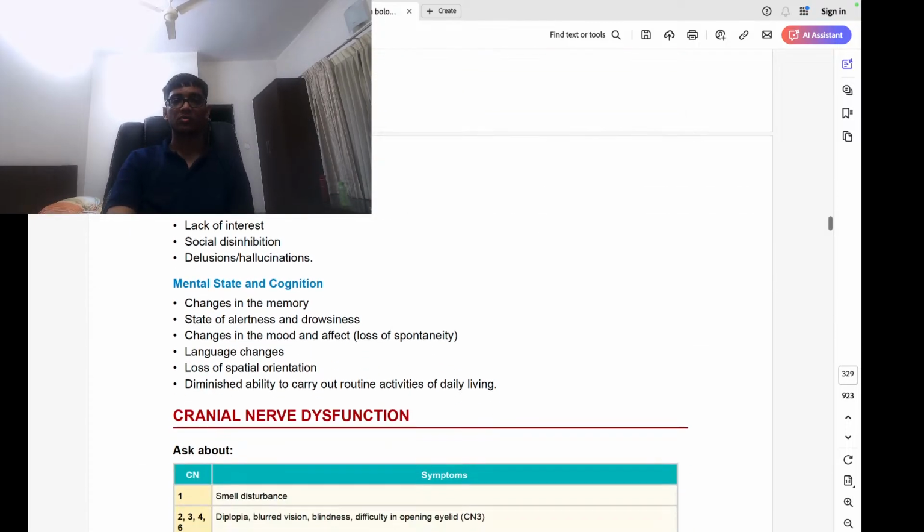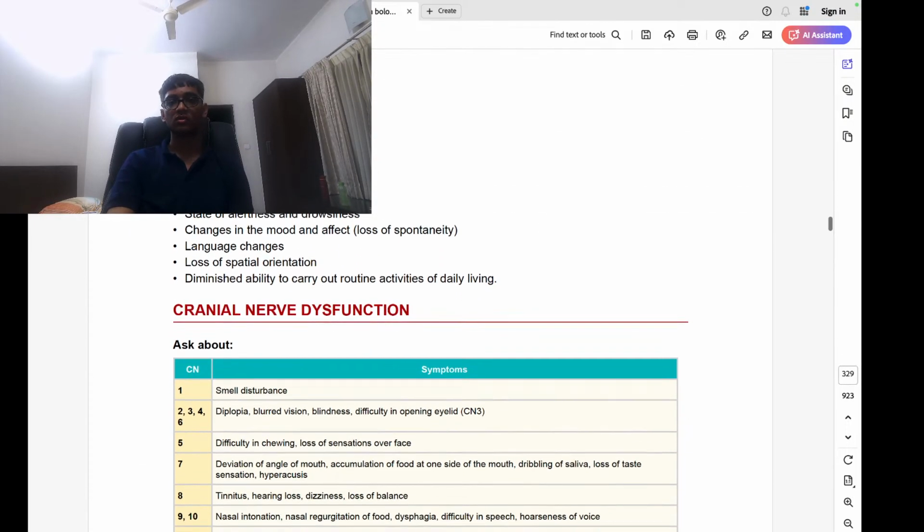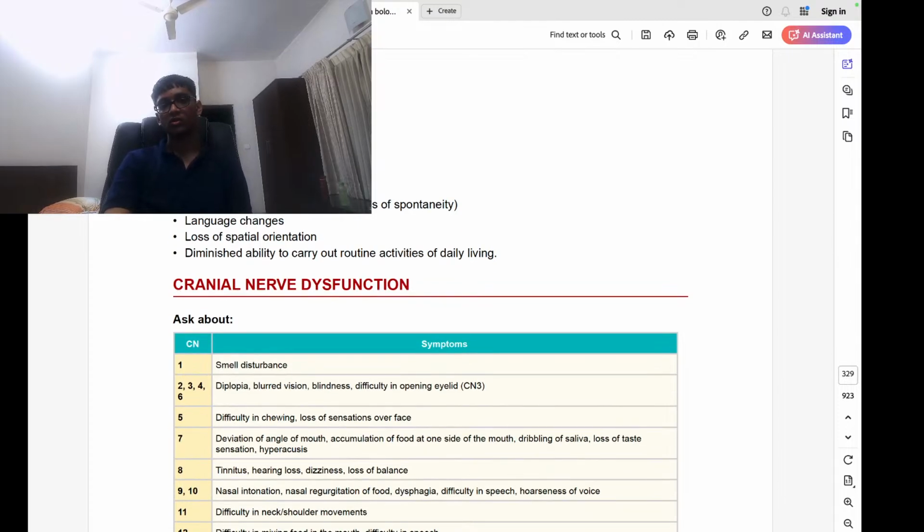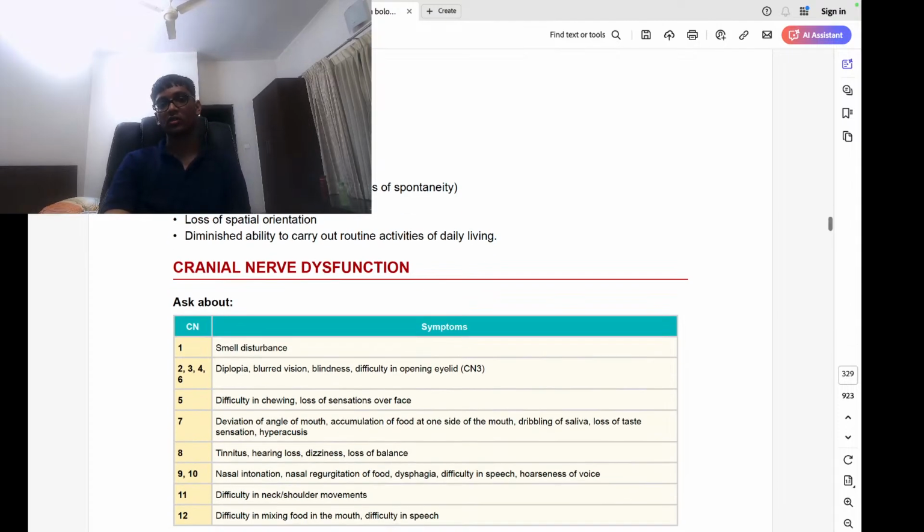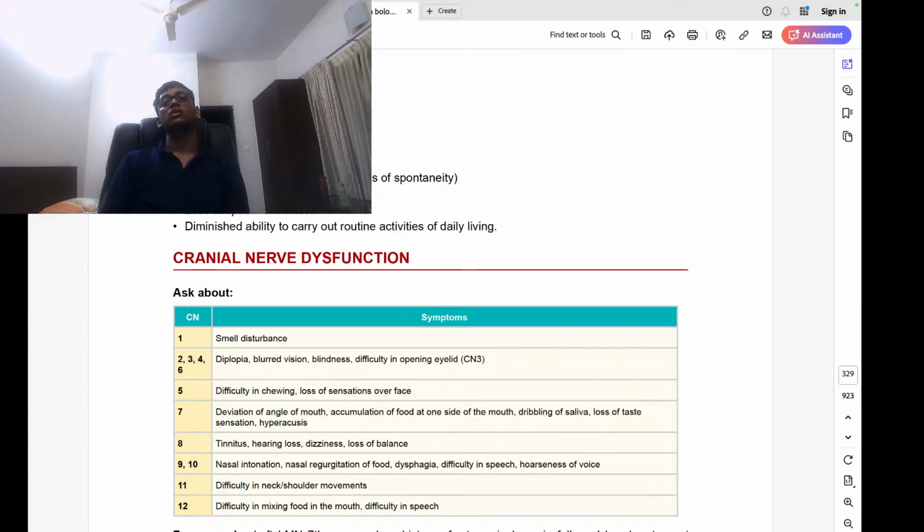Mental functions: lack of interest, social disinhibition, delusions, hallucinations, mental state and cognition, change in the memory, change in state of alertness and drowsiness, changes in the mood and affect, loss of spontaneity. You have language changes, you have loss of spatial orientation, diminished ability to carry out routine activities of daily living.